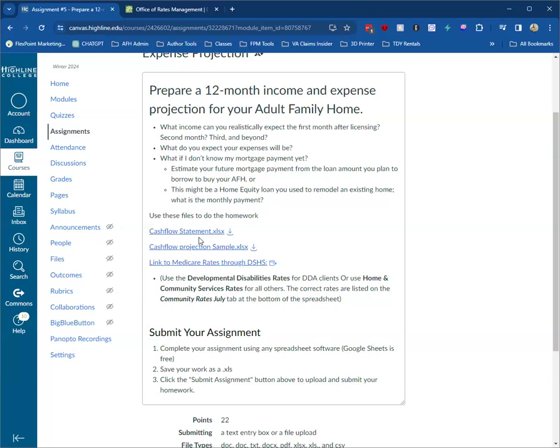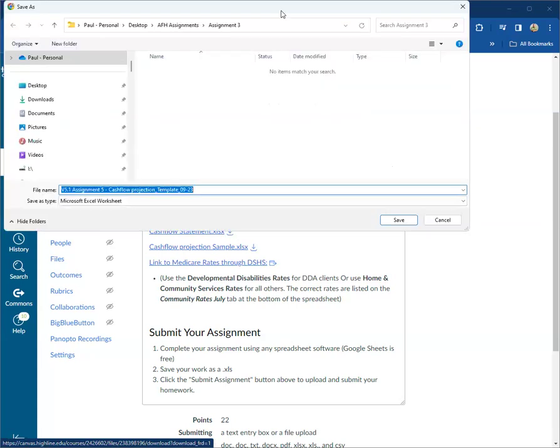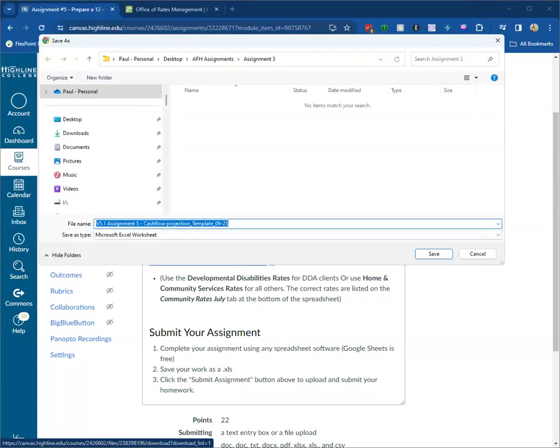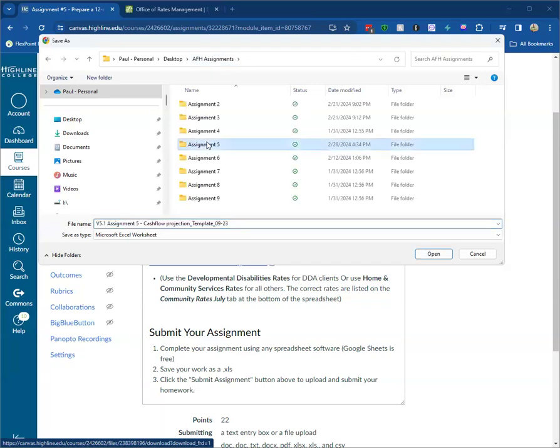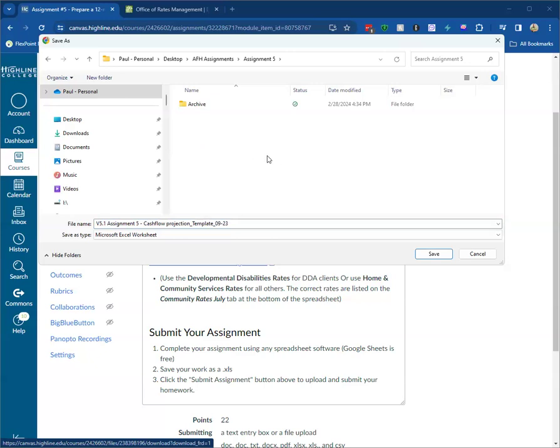Okay. So in order to do this, let's go ahead and download the first couple of documents. The first is your cash flow statement, which is blank. This is the template. So you click the down arrow, and then it will come up with the box that will allow you to see where you are going to save your assignment. In my case, I am going to save this assignment in my adult family home assignments down in assignment 5. And so this will save the blank template.